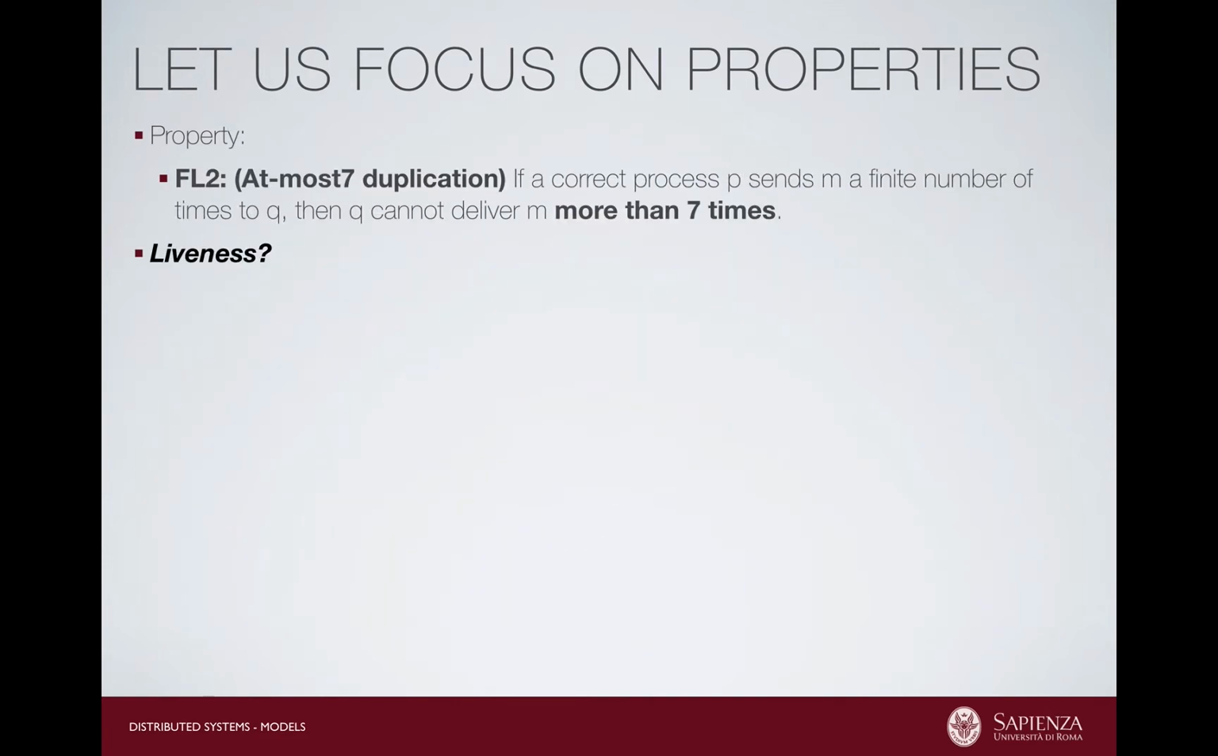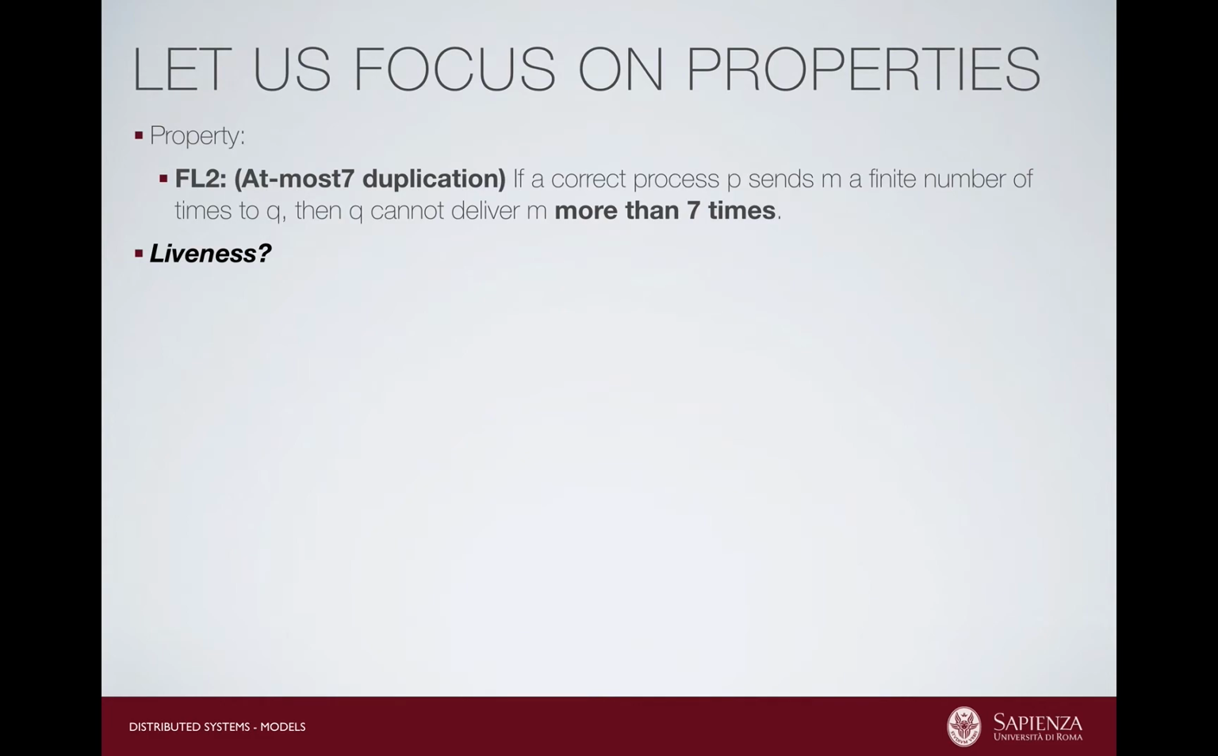So just as an exercise, let's think about this variation of the FL2 property that is at most 7 duplication, that says if a correct process P sends M a finite number of times to Q, then Q cannot deliver M more than 7 times. And what is this, a liveness or a safety property?